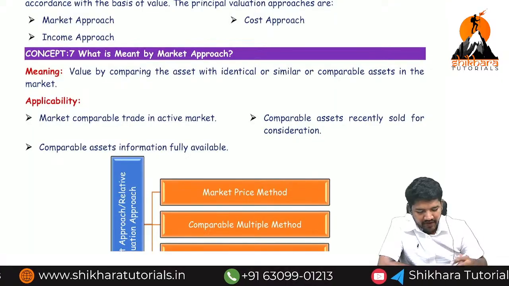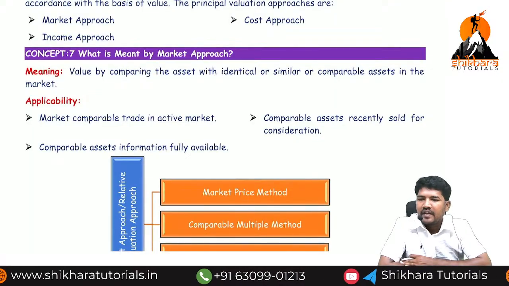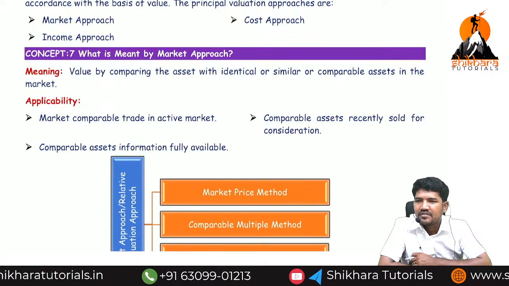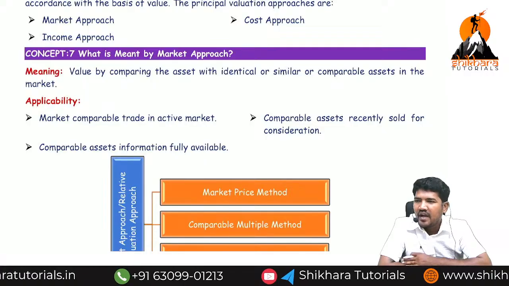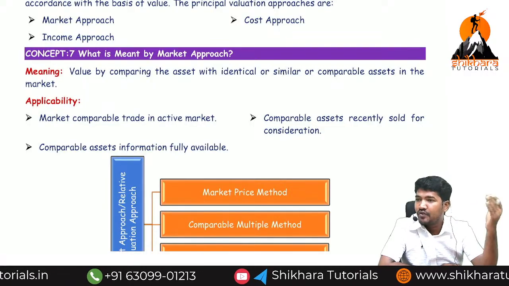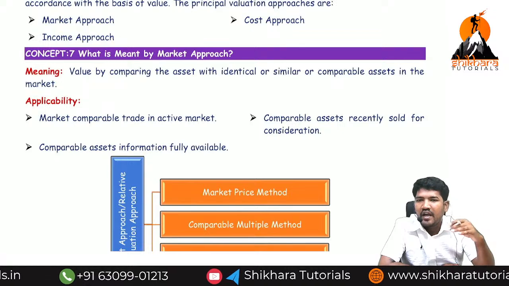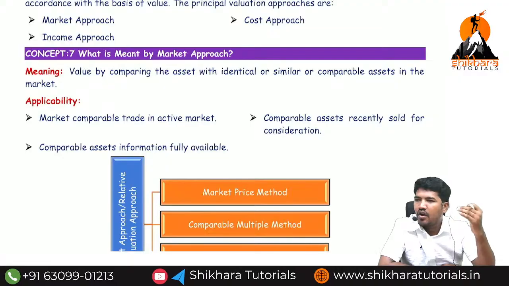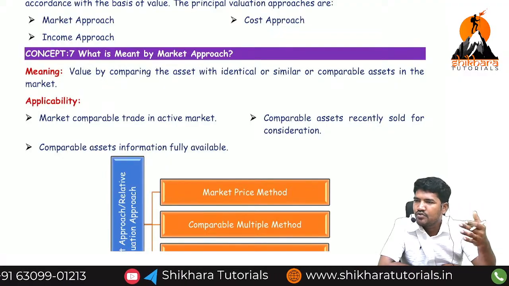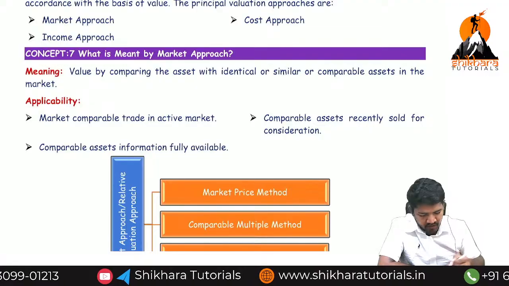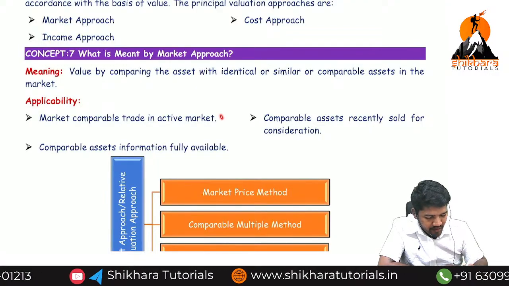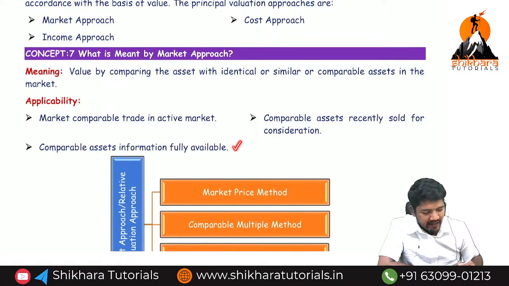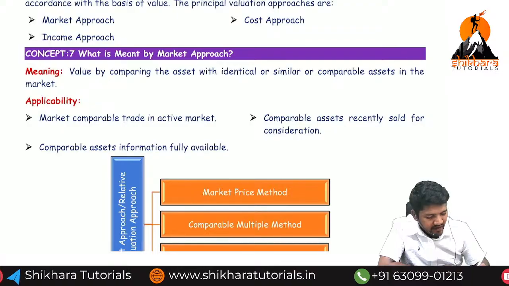Okay, done. When it is applicable, common sense is involved. Sir, I don't have financial statements, I don't have a balance sheet, I can't forecast my future cash inflows, and I don't have cost information for my asset. That's why, if I can't use any approach or method, I will choose a comparable company. So: first case, the market comparable is traded in an active market. Second case, comparable asset information is fully available. Third case, comparable assets were recently sold for consideration.